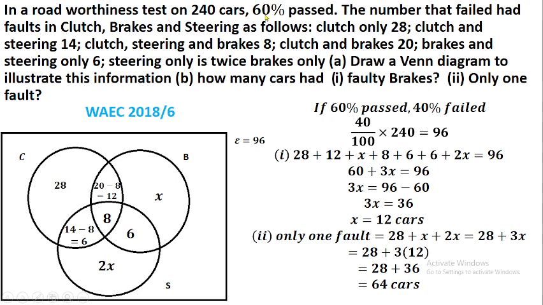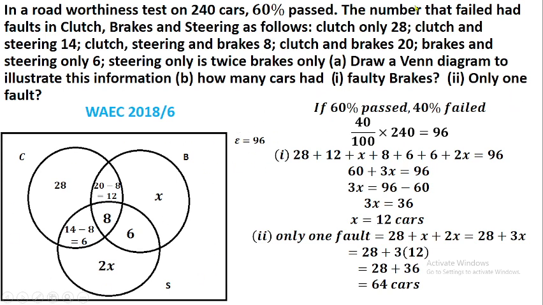We have 240 cars in total. I hope you understand now. Then 60% passed, and the number that failed is 40%. Those 40% of 240 will give us the number of cars that failed. So I said if 60% passed, then 40% failed. There, 40% of 240 cars is 96. That means you have 96 in the universal set, 96 cars.